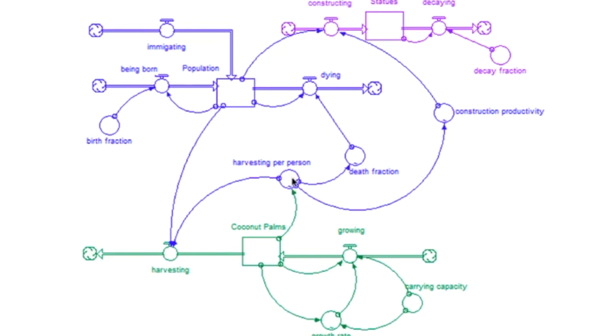So harvesting per person is a converter, a parameter that converts the units of the stock of coconut palms so that they get into the system of population and are consistent with the units of the population. All right?